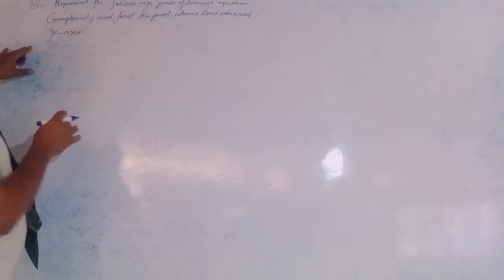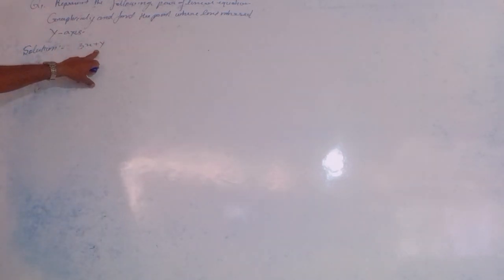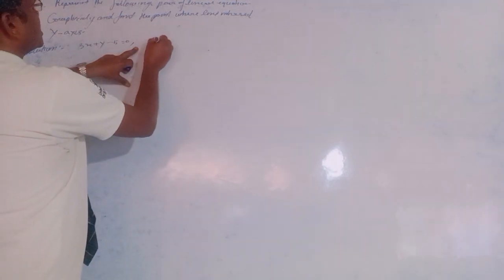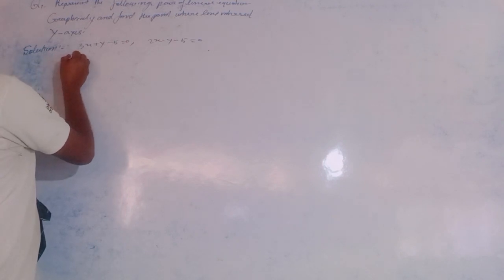Okay, here is the question. Now let's start the solution. The first equation is 3x plus y minus 5 is equal to 0, and the second equation is 2x minus y minus 5 is equal to 0. So this is the given pair of linear equations.